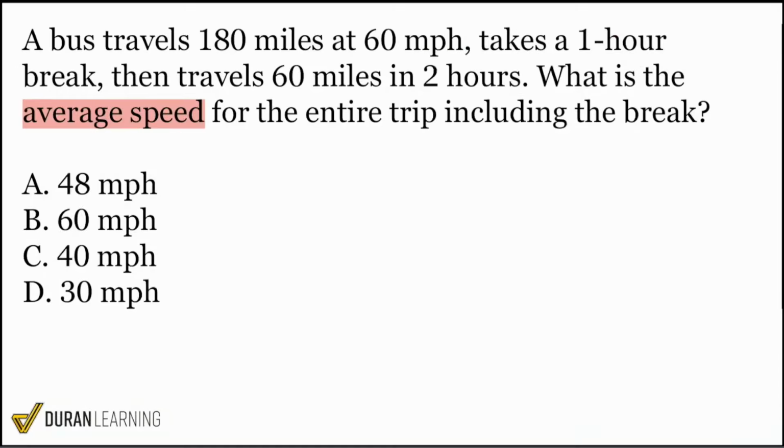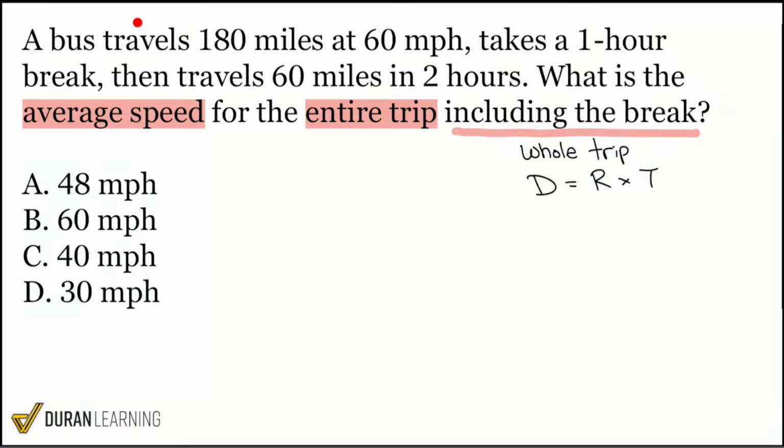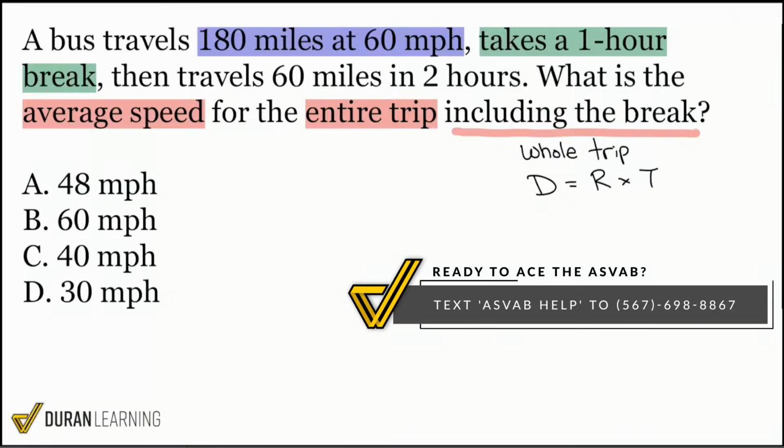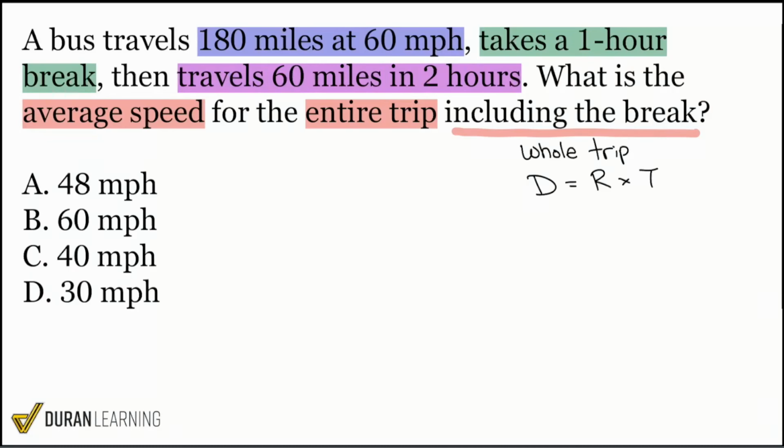So here's how we want to think of this. If we want the average speed for the entire trip, we will need the distance and the time for the entire trip. So distance equals rate times time. That's what we want to plug into, but we have to be consistent. So when we take a look at the information that we have, a bus travels 180 miles at 60 miles an hour. So we can consider that part one. Then we take a 1 hour break. And then we see over here in purple that we travel 60 miles in 2 hours. So we have the three parts here.